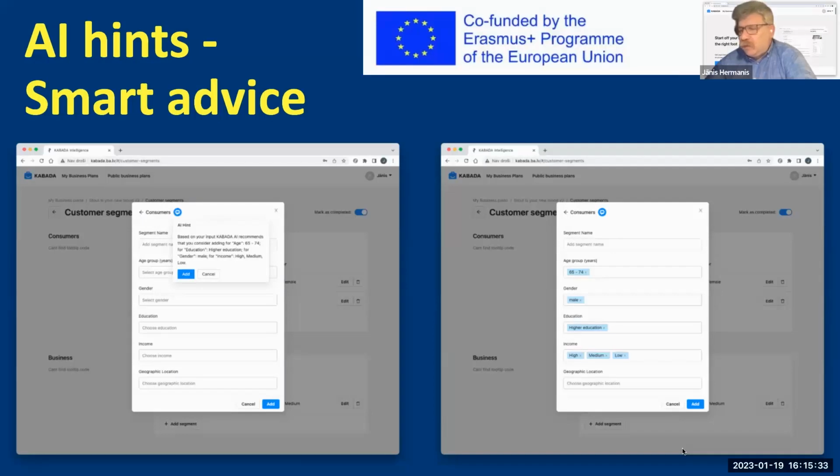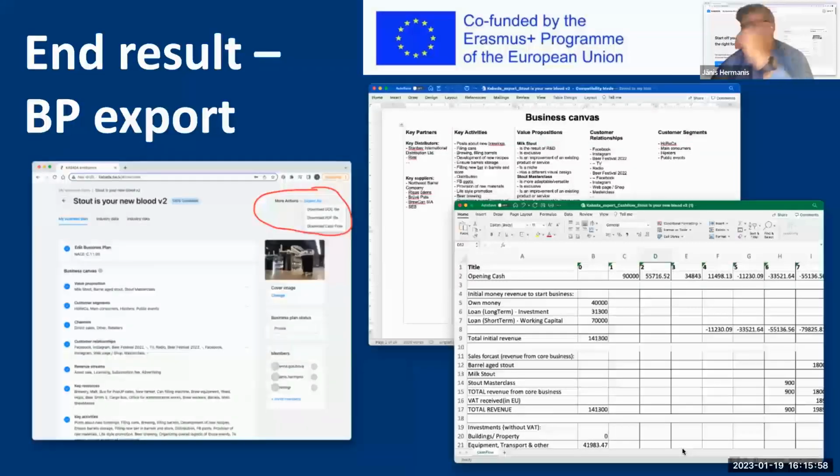This engine which we created uses artificial intelligence algorithms, besides machine learning, and we use all the information provided by our users, suggesting more and more correctly to new ones. And the result is clear. You can download your business plan for any needs, not a problem.